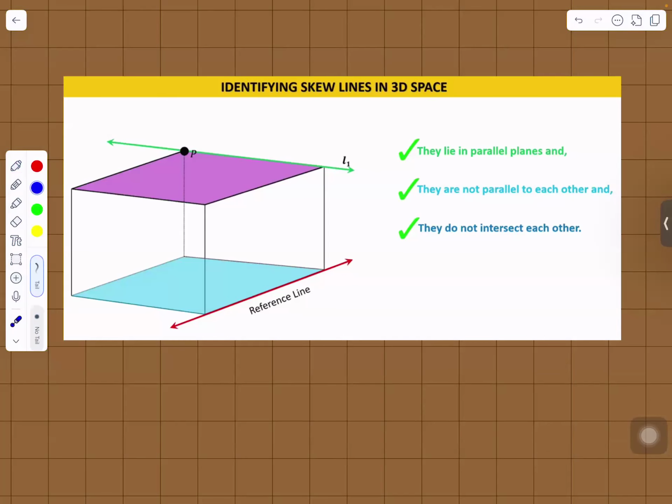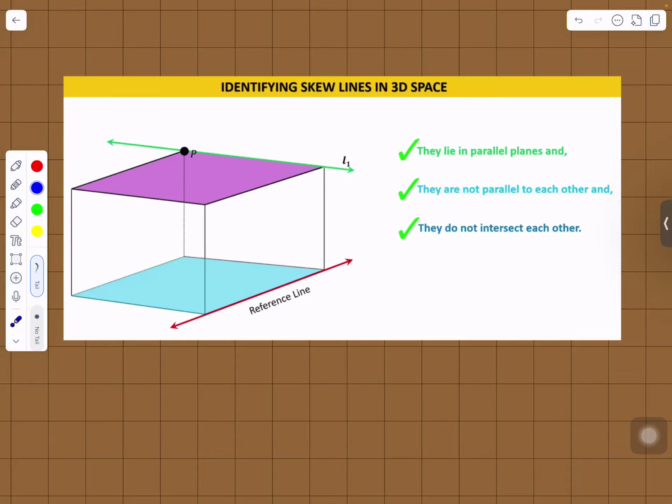Right, what we have here is something they call skew lines. Skew lines are not parallel to each other, and they do not intersect. Very important: they are not parallel and they do not intersect. But they can lie in parallel planes.